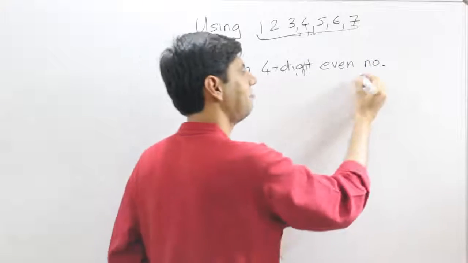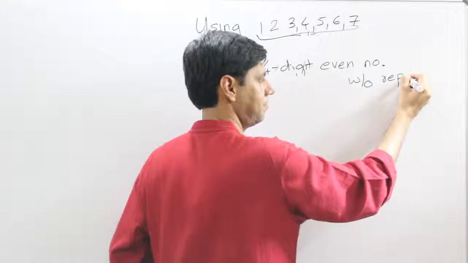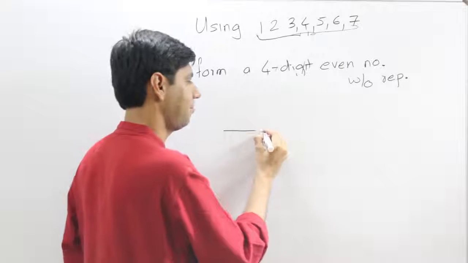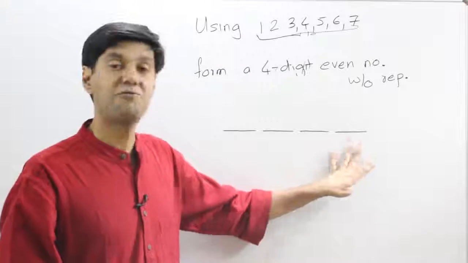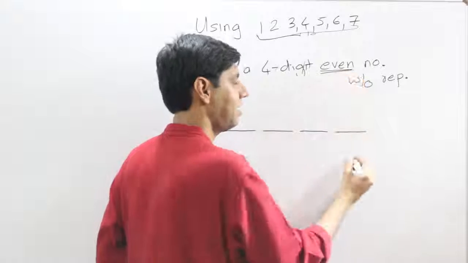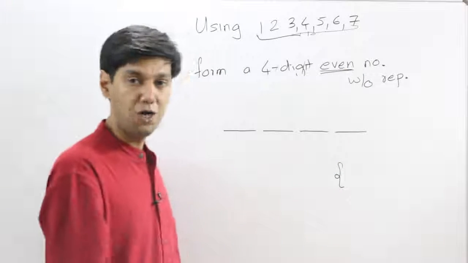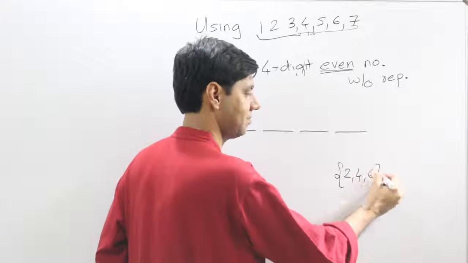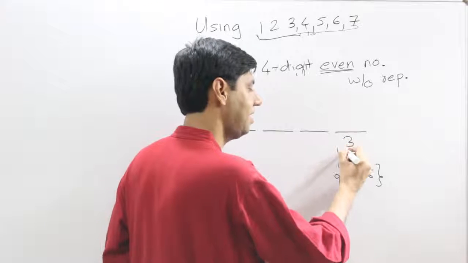And the first case, without repetition. So I'll just put in here without repetition. Since there is a condition given, to cut short a long story, you will have to start from the position where the condition is given. So this even number relates to the unit digit, and the unit digit now could only be filled in with a 2 or a 4 or a 6. Right? And so I could fill in the unit digit in 3 different ways.